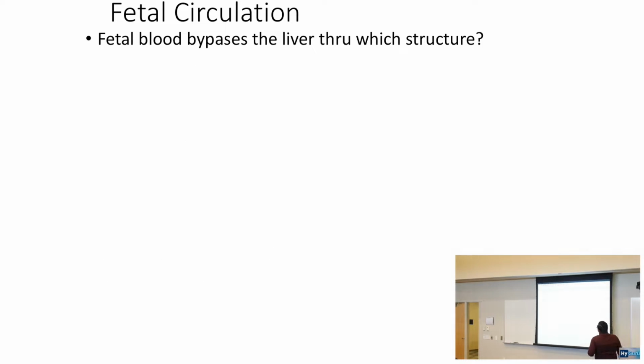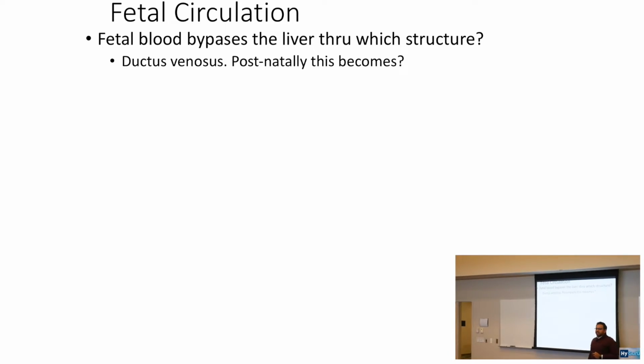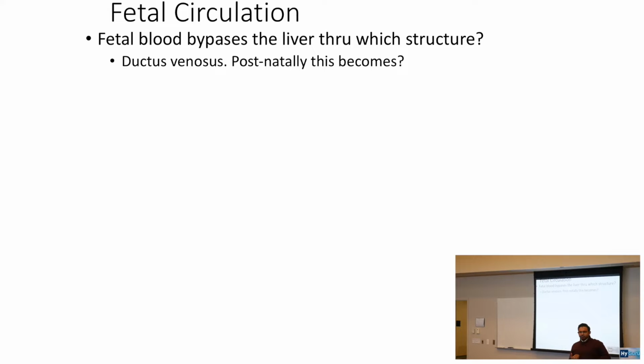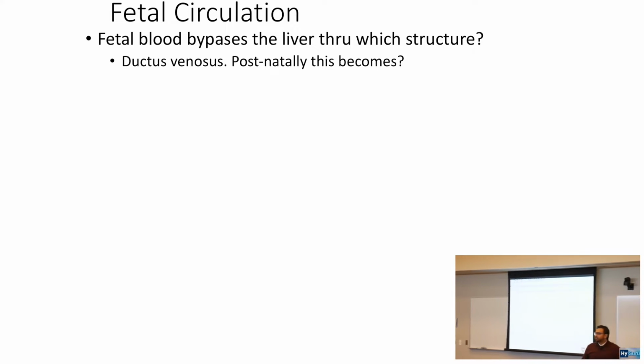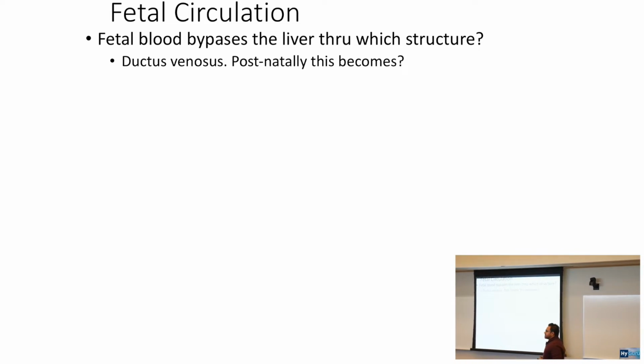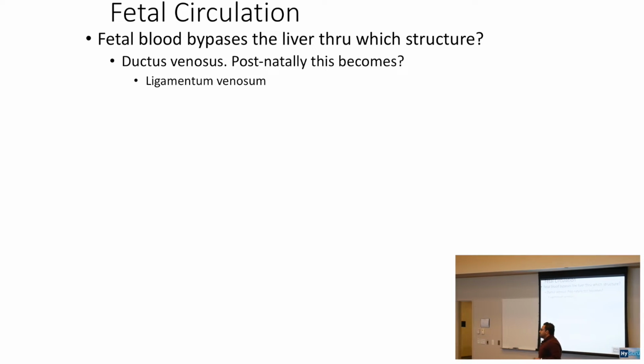So let's keep going. Fetal blood, as it comes out of the placenta via what? The umbilical vein or artery? Vein. Fetal blood, as it comes out of the placenta via the umbilical vein, is going to bypass the liver through what structure? It's going to be the ductus venosus. It's going to be like, yo, can I go to the liver? Let's go to the ductus venosus. Postnatally, what is this ductus venosus going to become? The ligamentum venosum.